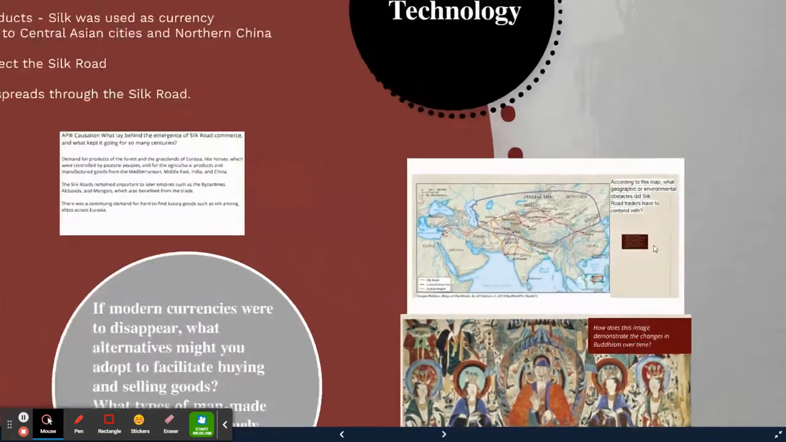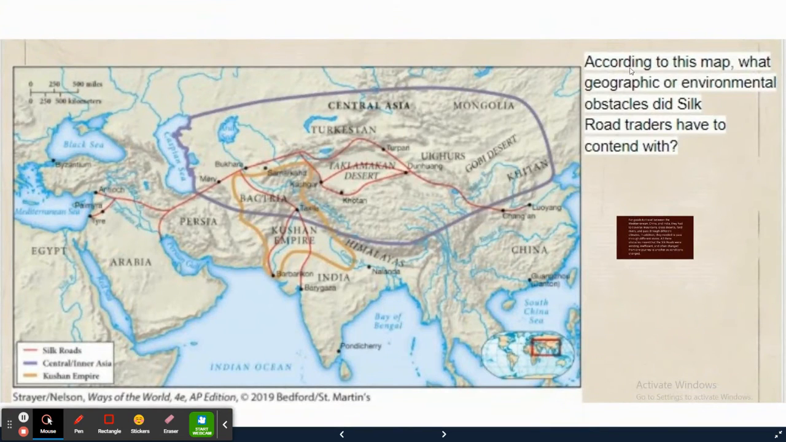Now, when you look at this map here, there are going to be some geographic and environmental obstacles that the Silk Road traders are going to have to contend with. And when you look at this, you see the Himalayan mountains. We see lots of rivers, obviously climate changes, different belief systems, different empires. So there's a lot to deal with.